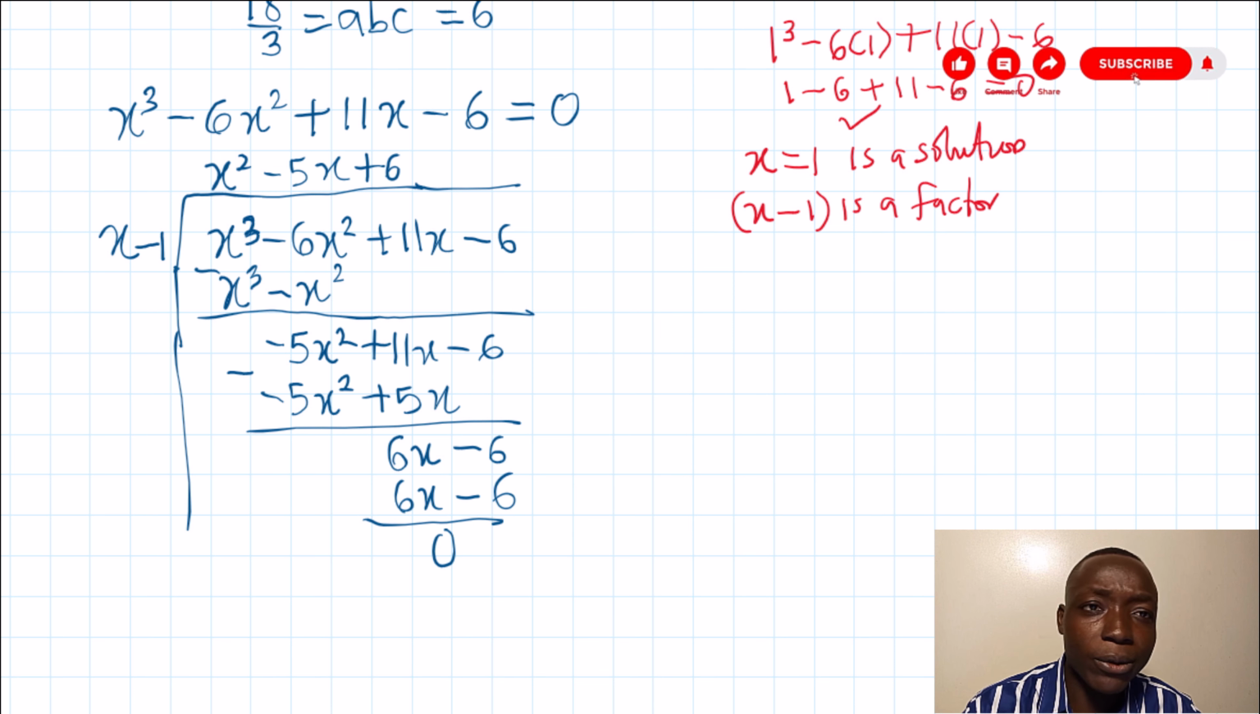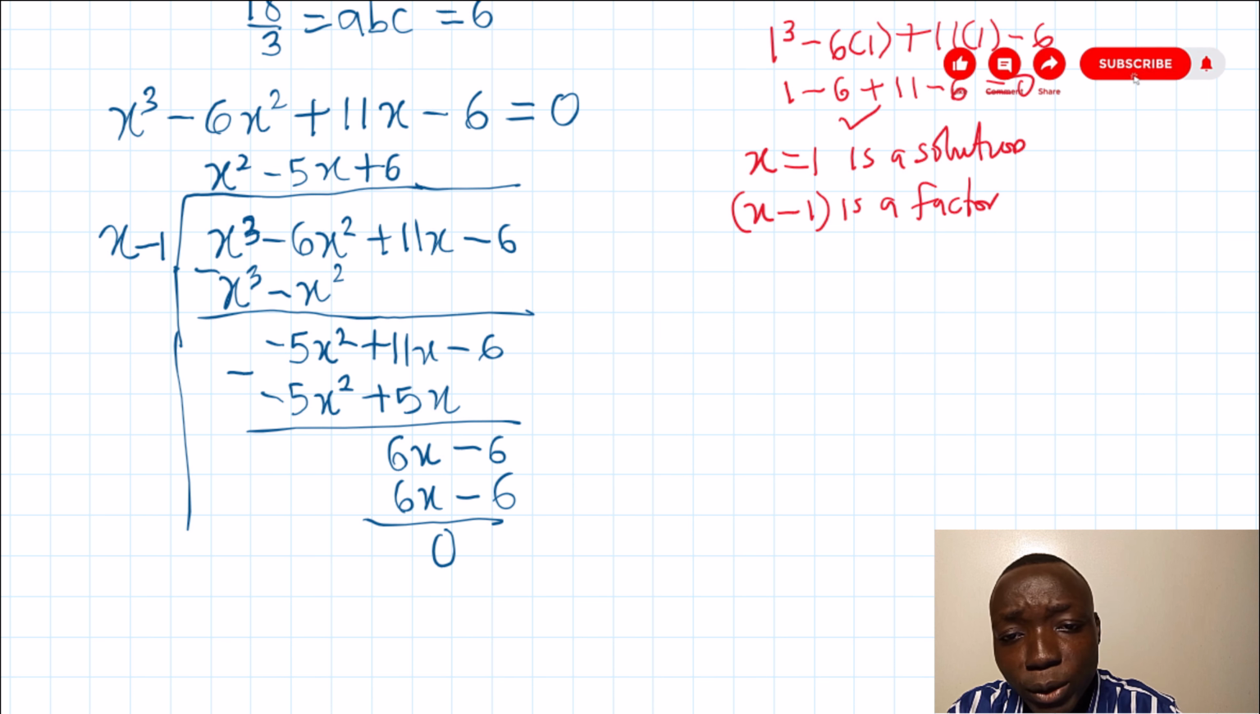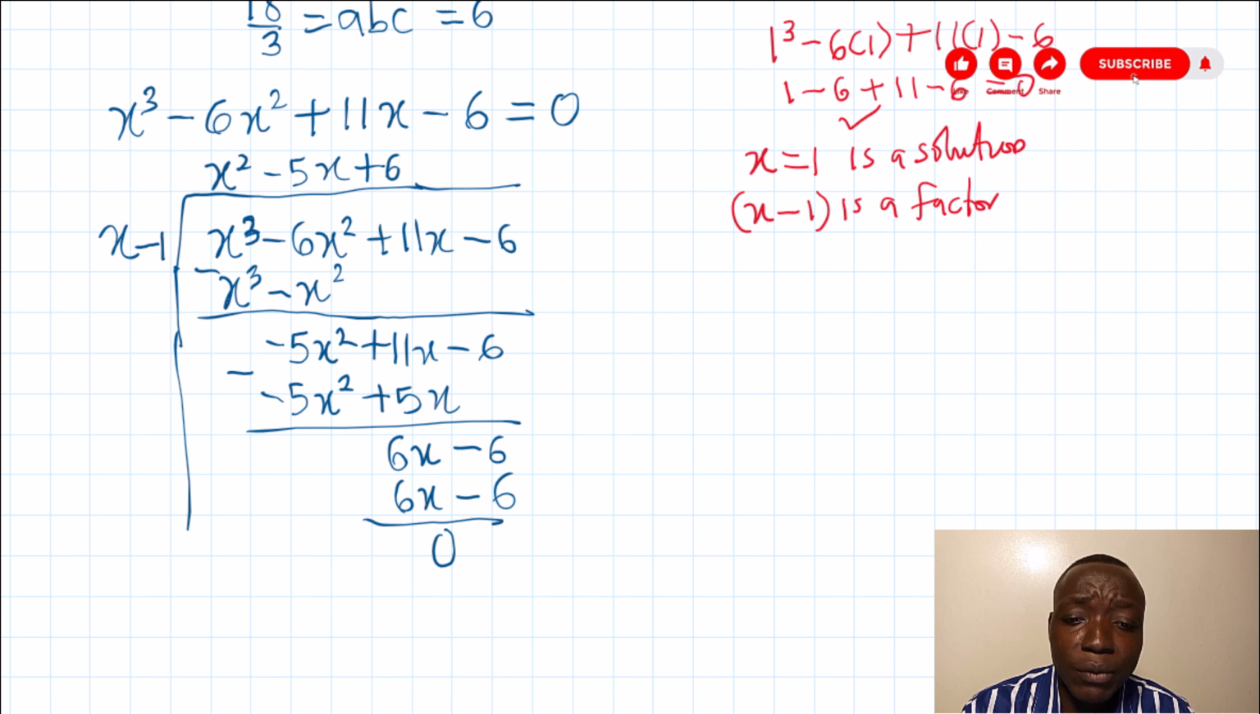So we have come to the end of our long division. So you see that when you divide x cubed minus 6x squared plus 11x minus 6, you're going to get x squared minus 5x plus 6.